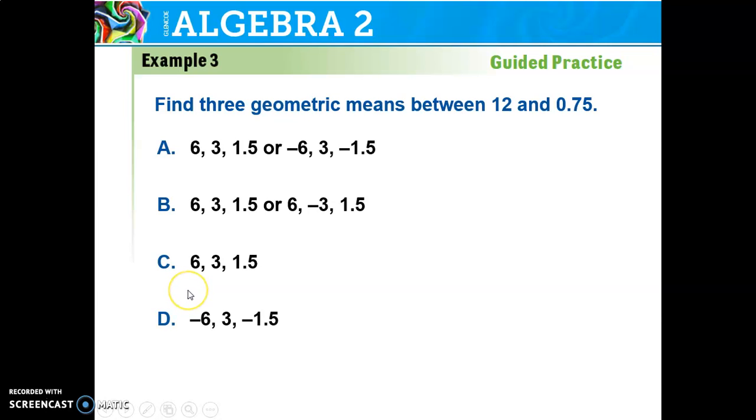So find the three geometric means between 12 and 0.75. Again, there are those two numbers plus three geometric means, so that's 5. And that is letter A.